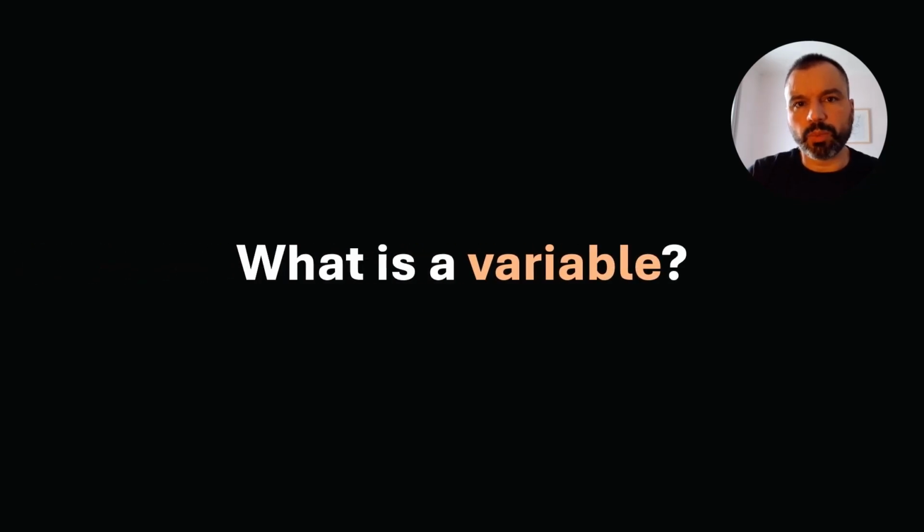Hi everyone, what is a variable in statistics? A variable is a piece of information that is used to describe something, and that something could be a person, an object, it could be anything. And there are several types of variables, so let's dive into the details.